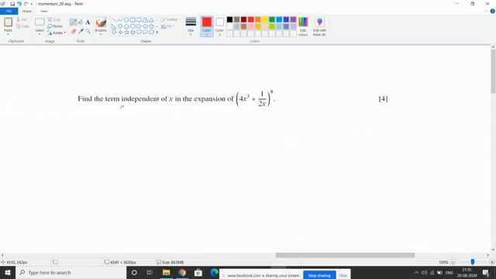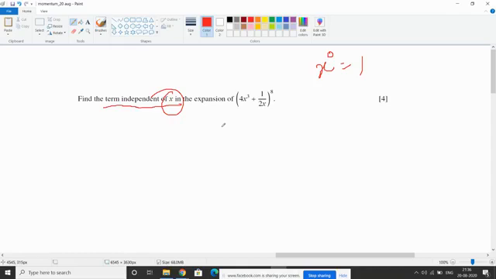Okay, so it says term independent of x. Term independent of x means there should not be any variable. So the power of x has to be 0, right? Then only, if the power of x is 0, x to the power 0 will be equal to 1, so there will be no variable, no x. So first let's find out in terms of r.